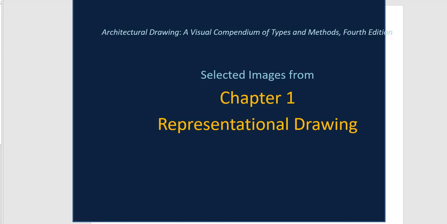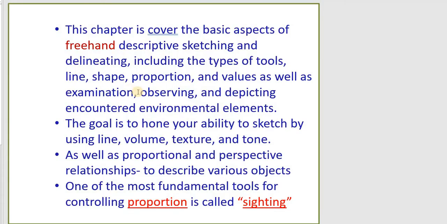So now we start with chapter 1. In this chapter, we will cover the basic aspects of freehand, from sketching and some delineating, including the type of tools. I will tell you about tools when you use them. The light, the shape, proportion is very important, and the value, as well as examination, observing, depicting, and counting environmental elements, something you insist on when you draw.